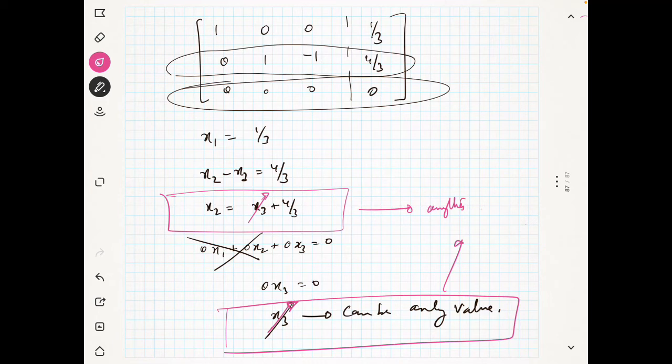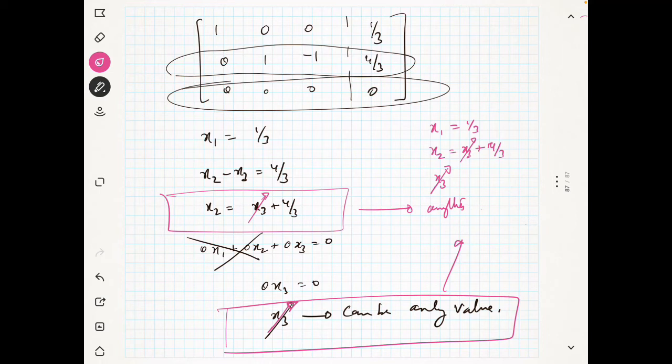But you see here that you can write as the solution x1 is equal to 1 by 3, x2 is equal to x3 plus 4 by 3, and x3 can be anything. That means you can get any value for x2 also according to the value of x3. Okay. So how many solutions?